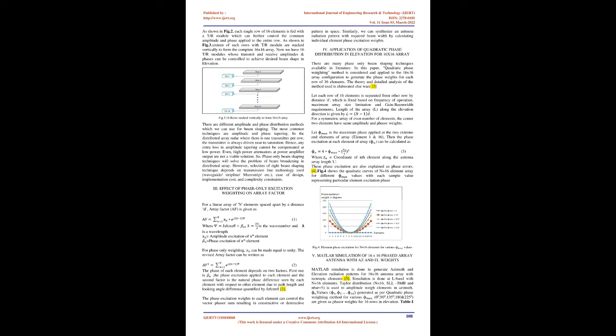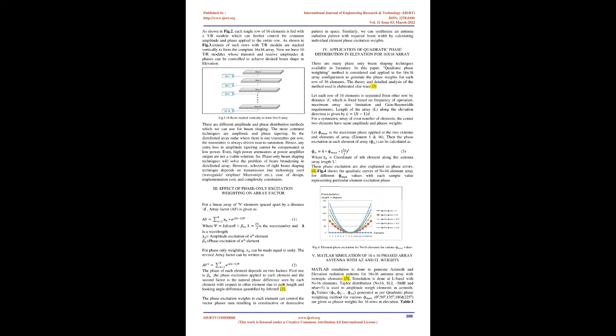As shown in Fig. 2, each single row of 16 elements is fed with a T/R module which can further control the common amplitude and phase applied to the entire row. As shown in Fig. 3, 16 such rows with T/R modules are stacked vertically to form the complete 16x16 array. Now we have 16 T/R modules whose transmit and receive amplitudes and phases can be controlled to achieve the desired beam shape and elevation. There are different amplitude and phase distribution methods which we can use for beam shaping.